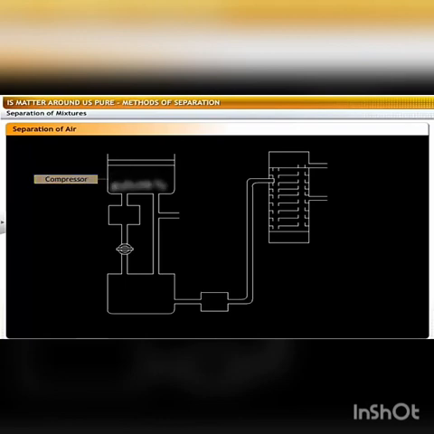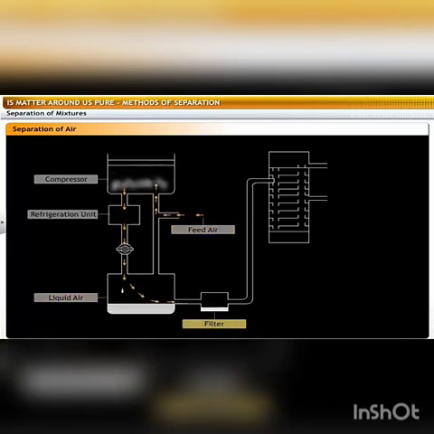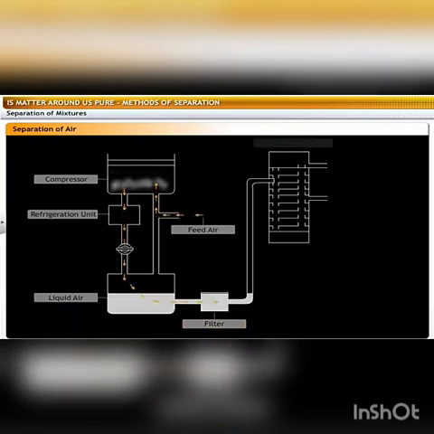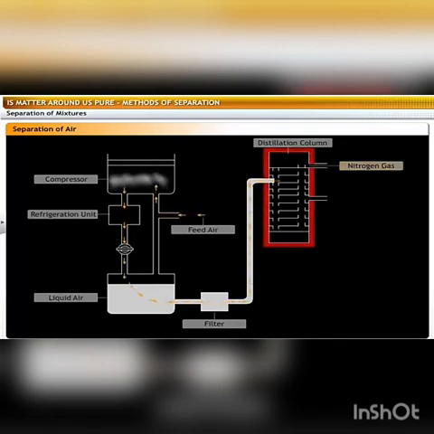Air is compressed in the compressor and cooled in the refrigeration unit. Thus, the air gets liquefied. The liquid air is passed through a filter to remove impurities and then fed into a tall fractional distillation column from near its base. The apparatus is warmed. On warming, liquid nitrogen boils off first to form nitrogen gas, as it has the lowest boiling point of -196 degrees centigrade. This nitrogen gas collects at the top of the fractional distillation column.